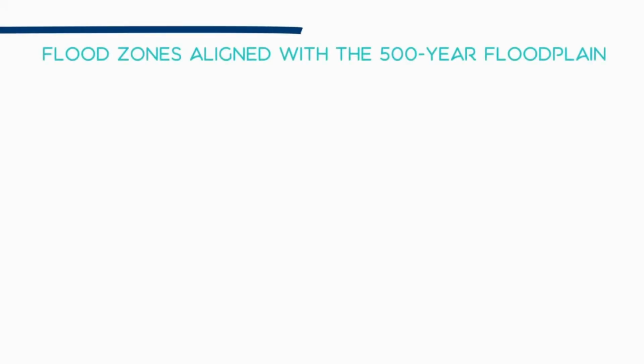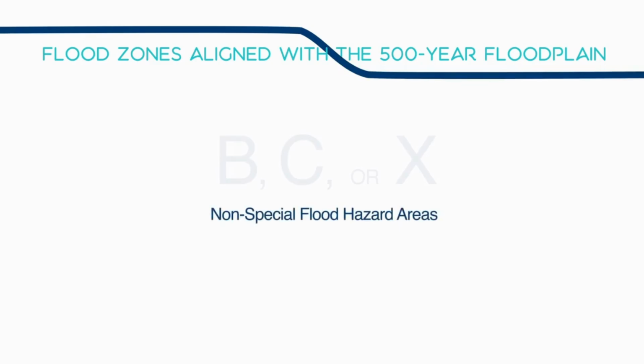The flood zones commonly referred to as a 500-year floodplain are the non-special flood hazard areas or flood zones that begin with the letters B, C, and X.